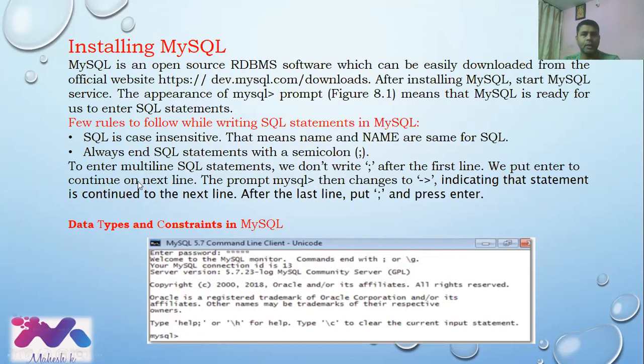and continue on the next line. The MySQL prompt changes to an arrow. This arrow will be indicated on the screen because it is the continuation of your previous line. That is the reason. Once you complete it, finally you have to put the semicolon, then press enter. Then the entire set of lines will be considered as a single statement.